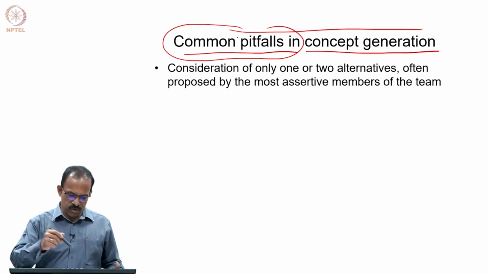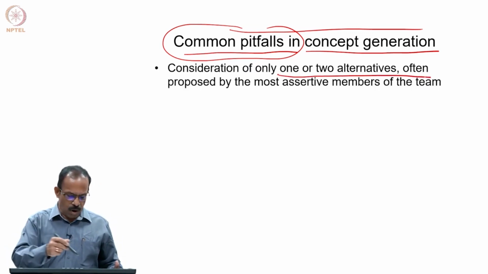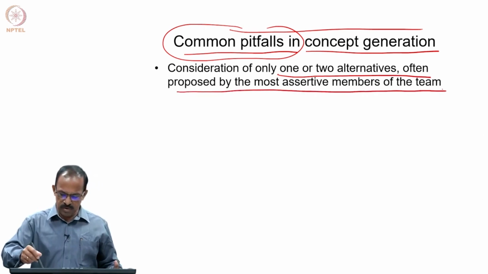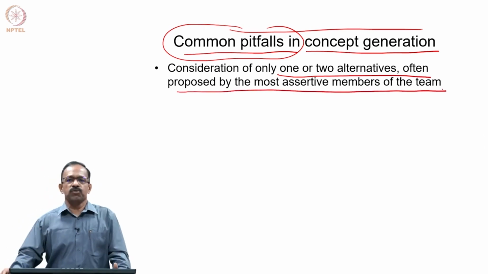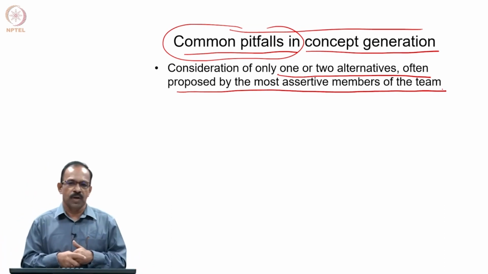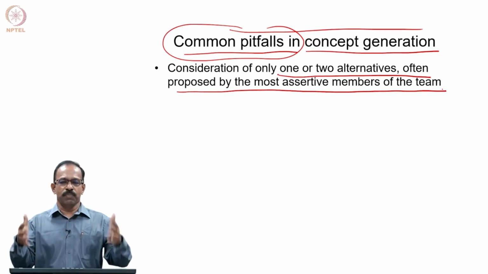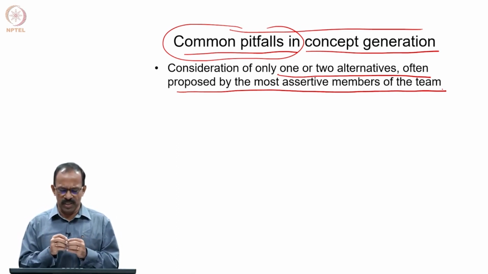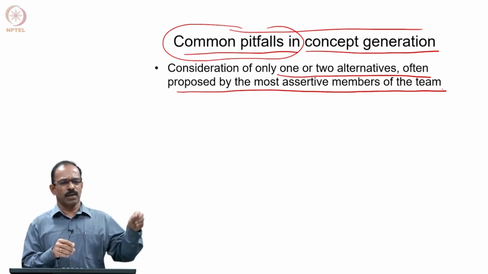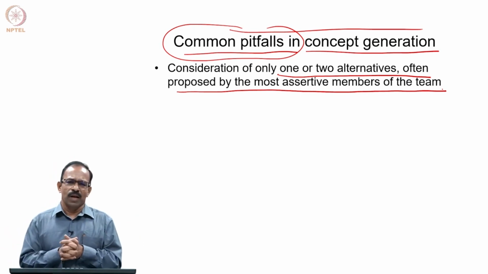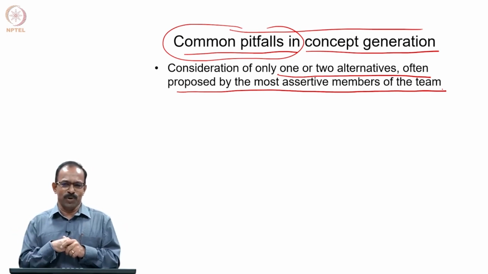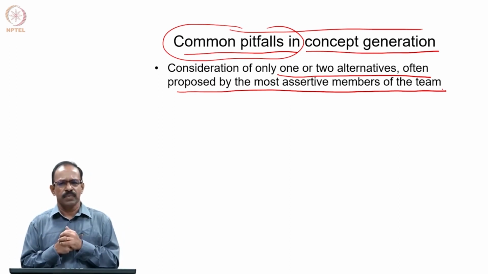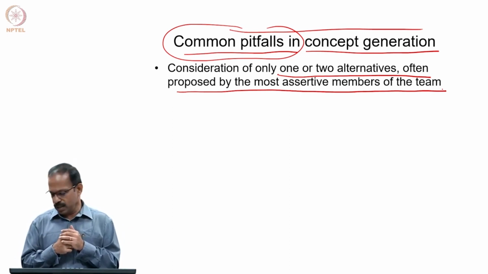One is the consideration of only one or two alternatives, often proposed by the most assertive members of the team. Suppose you are solving this problem as a team, and you start developing the concepts. You will start with only very few alternatives. You will say, okay, this can be done in this way, and that will be proposed by the most assertive member or the team leader, whatever his position is, and many others will simply listen and say, okay, let us try. So, that is a very bad approach.